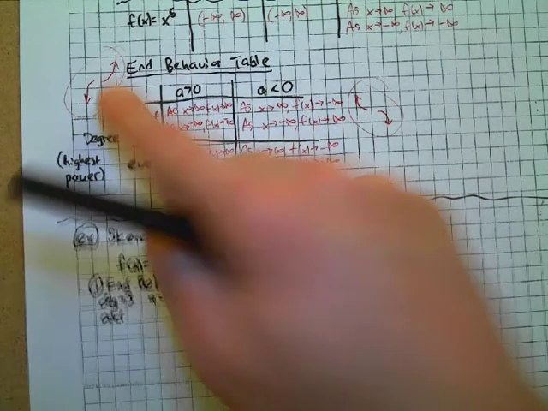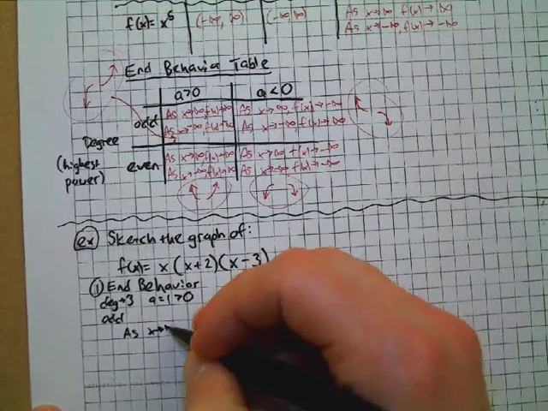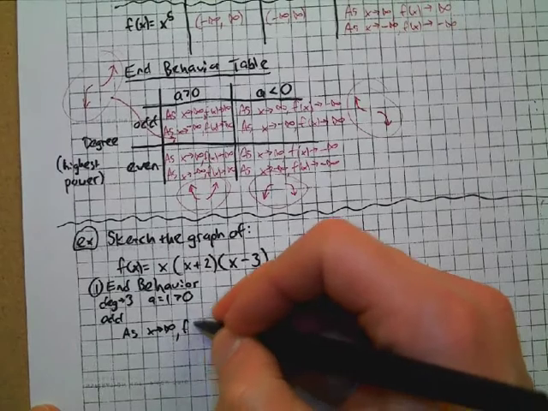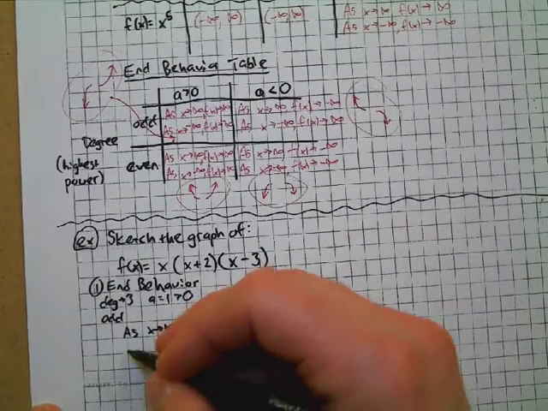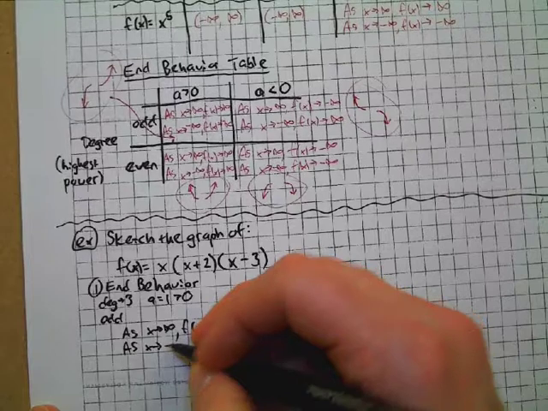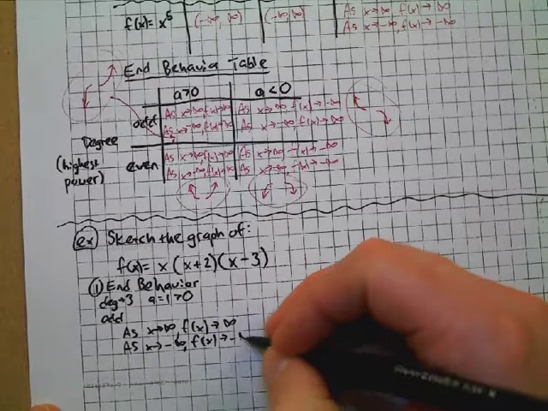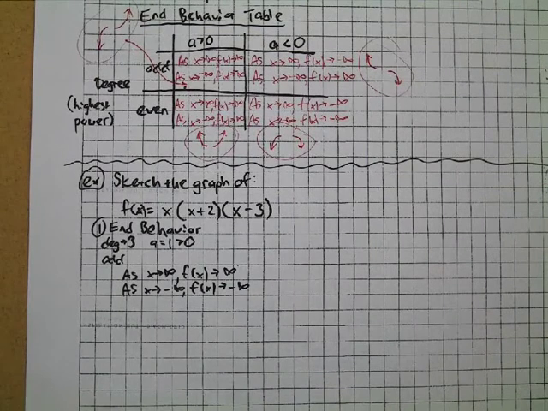Okay? So I'm going to write that out. As x goes to infinity, again, I'm just going to use this right here. F of x will go to infinity. And as x goes to negative infinity, f of x will go to negative infinity. So as we go really far to the right, we go up. As we go really far to the left, we go down.